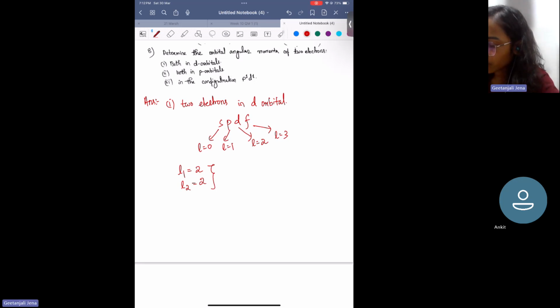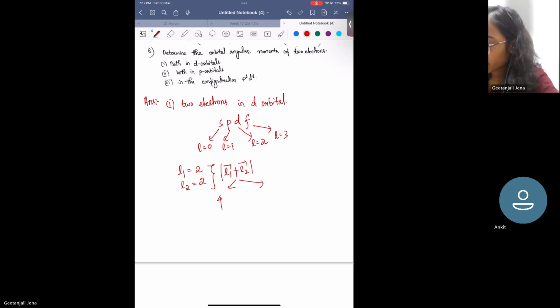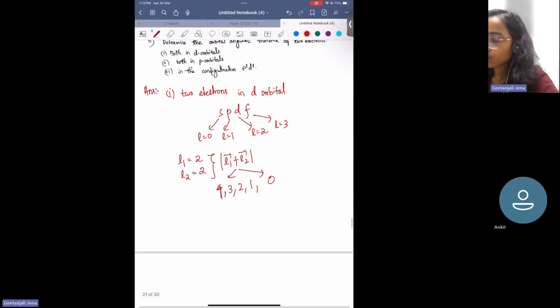So the resultant orbital angular momentum will be the vector sum of L1 plus L2, which has values from L1 plus L2 to L1 minus L2. So L1 plus L2 is 4 and L1 minus L2 is 0. In between we have values in steps of 1. So the values are 4, 3, 2, 1, 0. These are the values that we can have for the two electrons in d orbital.